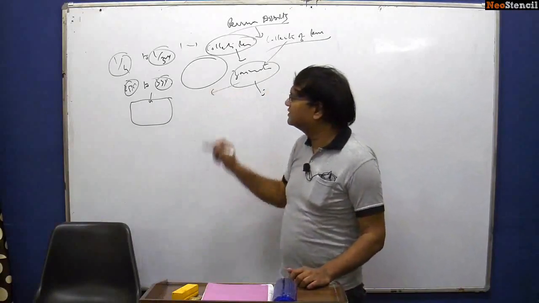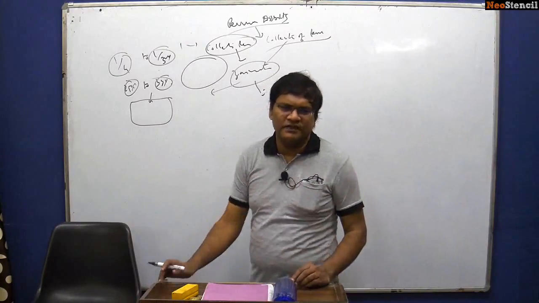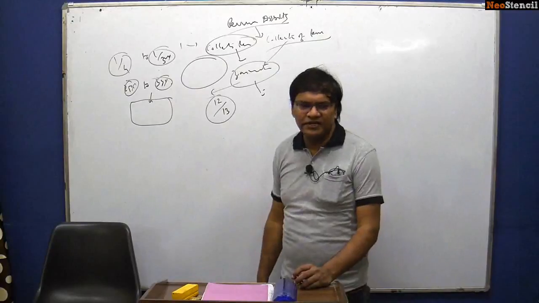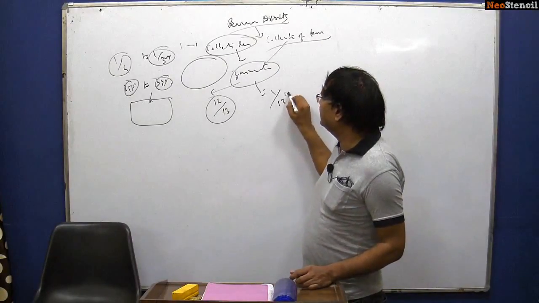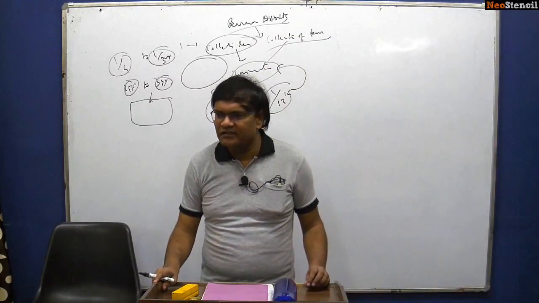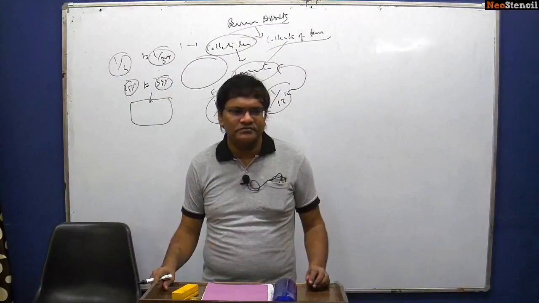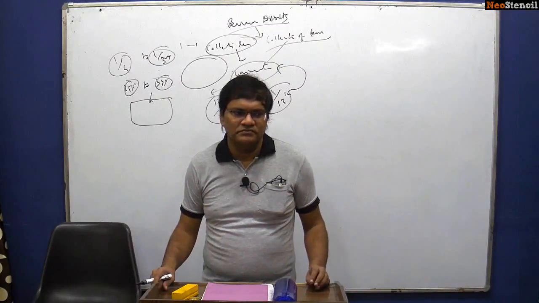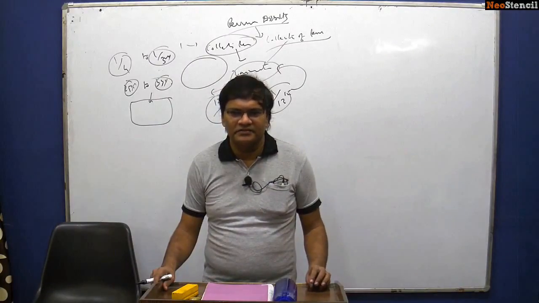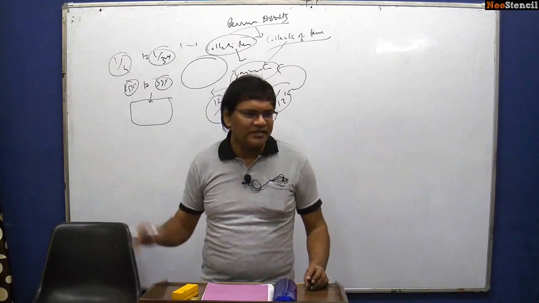And for collecting this revenue, the jamindar was given a certain percentage. For example, 12/13th of the revenue will be going to the East India Company and 1/13th will be going to the jamindar for collecting the revenue. What is the percentage? Around 7.5 to 8%. That is what the jamindar would be getting.